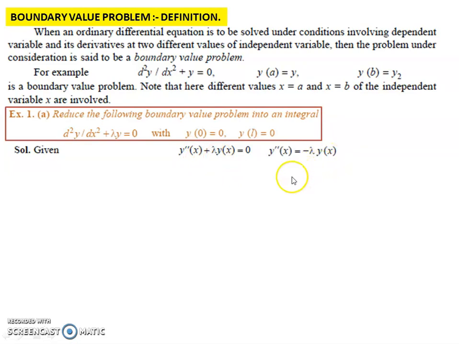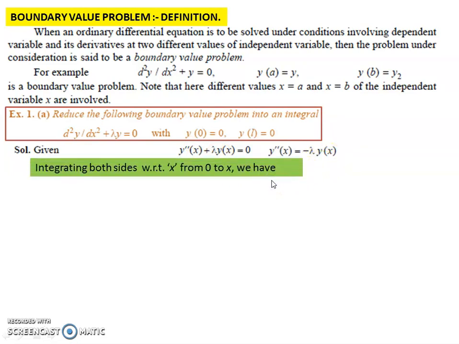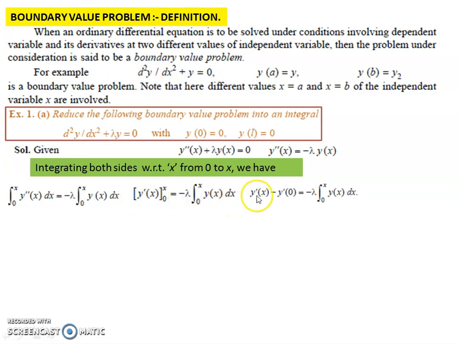So we want to solve this given equation, and we change it to y double dash is equal to minus lambda into y(x). Now the method remains the same which we have discussed earlier, that is integration on both sides with respect to x from 0 to x, and we get the integral from 0 to x of y double dash(x) dx is equal to minus lambda times the integral from 0 to x of y(x) dx. So this integral of y double dash(x) becomes y dash(x) from 0 to x minus lambda times the integral from 0 to x of y(x) dx. And by substituting the values we get y dash(x) minus y dash(0) is equal to minus lambda times the integral from 0 to x of y(x) dx. This is the fundamental theorem of integral calculus.